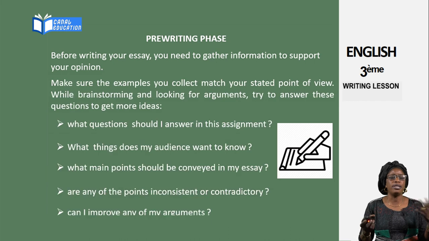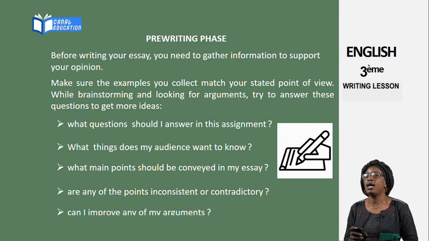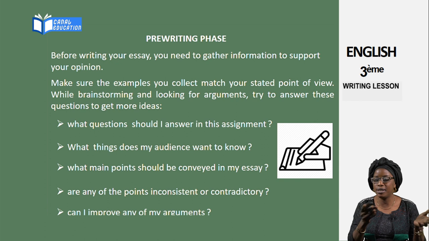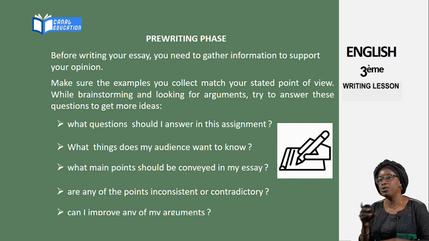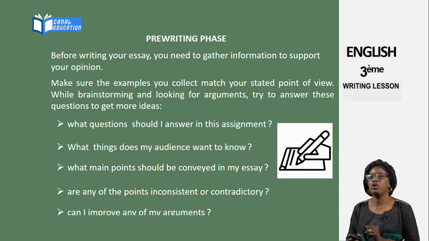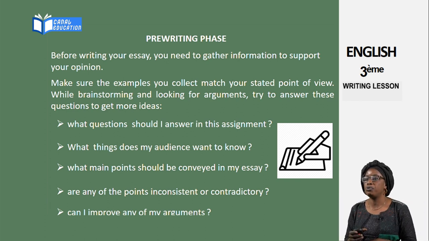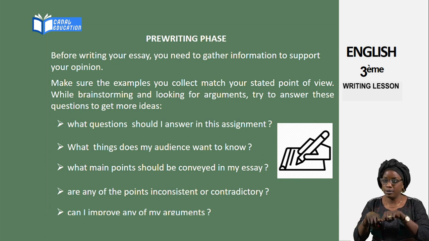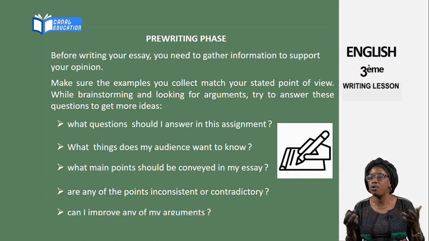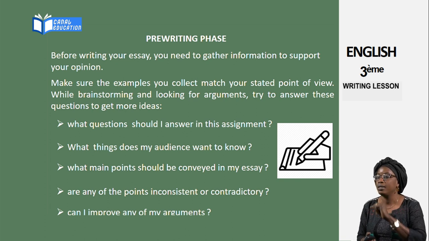Now, just some tips about how to write, because when you write, there are different phases that you have to follow. Okay. Now, there is what we call a pre-writing phase. Pre-writing. What does it mean? Pre-writing, meaning that before you write. Now, before writing your essay, you need to gather information to support your opinion. Okay, you make sure that the examples you collect match your stated point of view, meaning the examples you collect can help you give reasons why you have this point of view. So while brainstorming and looking for arguments, try to answer these questions to get more ideas. So all these you have to do before you write your essay.